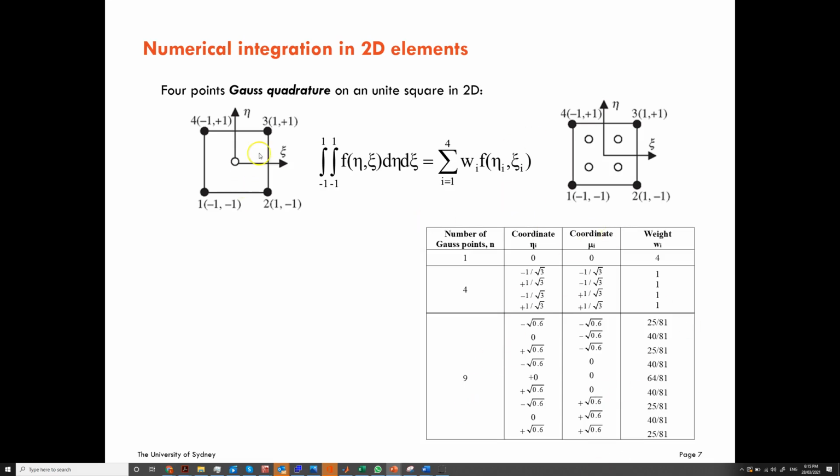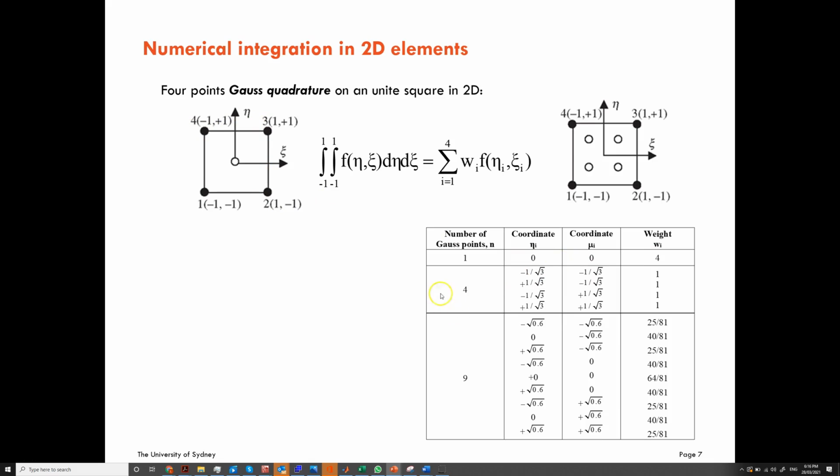So we can use one Gauss point, and then we need to calculate the function in the middle. That is 0, 0. So the function is calculated in the middle. And then we have to multiply by the area of the element, that is 4. And this gives us a rough approximation of the integral.